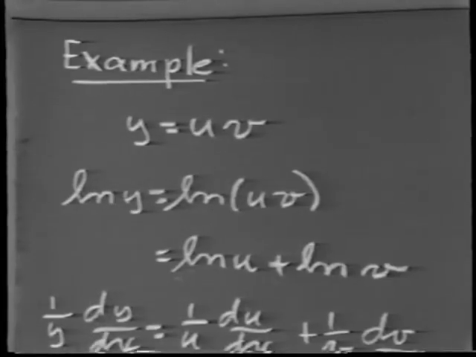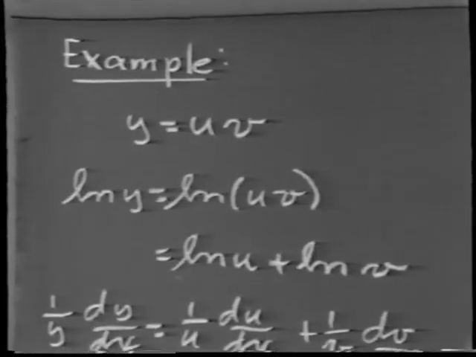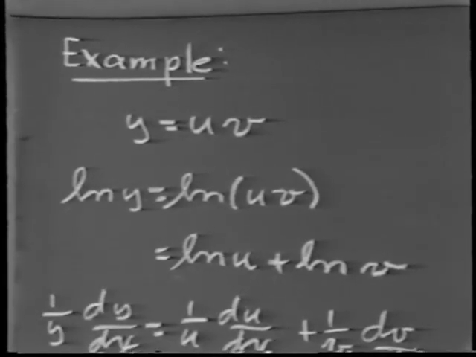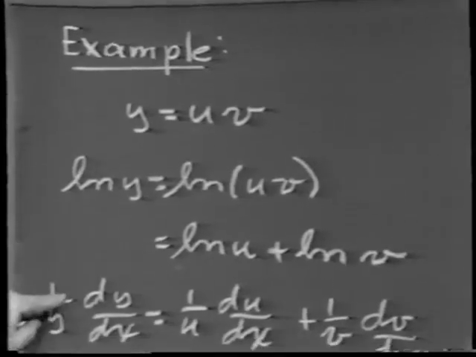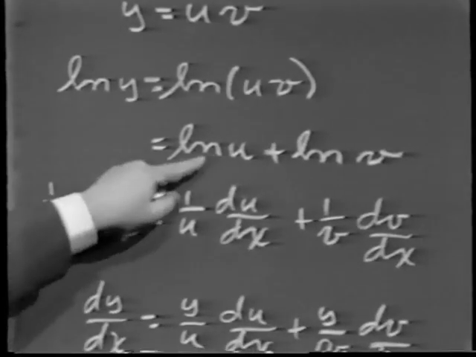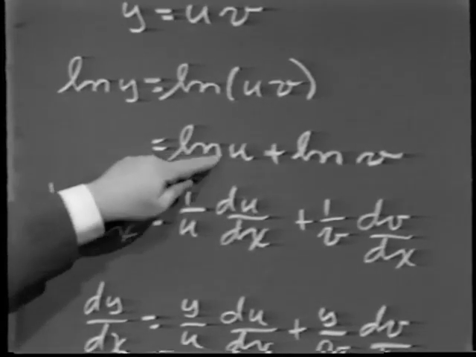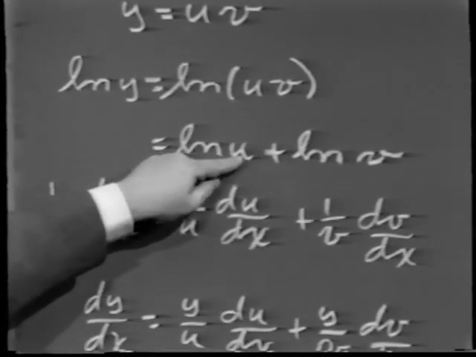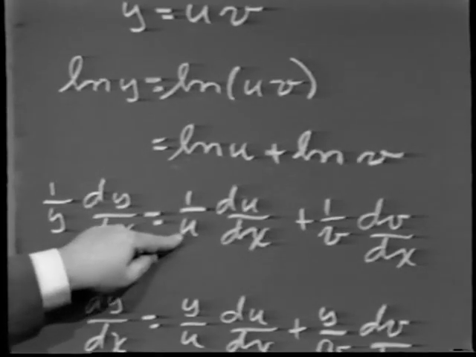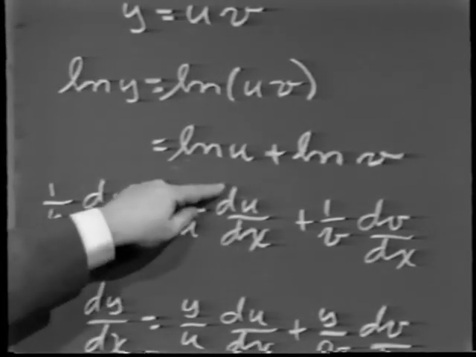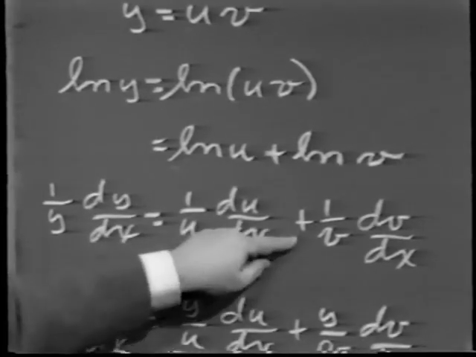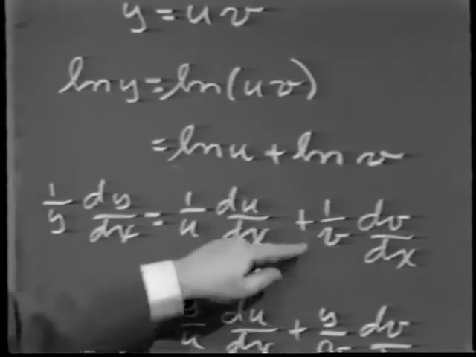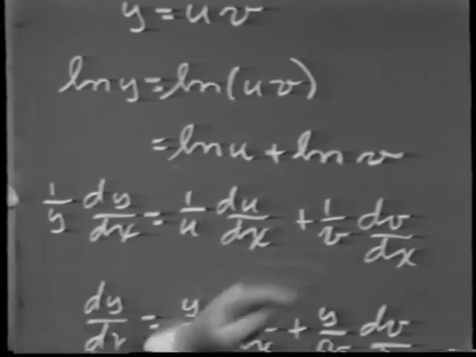You see how all of our old stuff keeps coming up in new contexts. I take this equation and I differentiate it implicitly with respect to x. The derivative of the left-hand side is 1 over y dy dx. The derivative of the right-hand side is what? Well, the derivative of log u with respect to u is 1 over u, but I'm differentiating with respect to x, so I must use the correction factor by the chain rule, du dx. And similarly, the derivative of log v with respect to x is 1 over v dv dx.